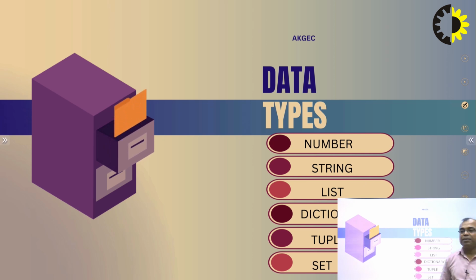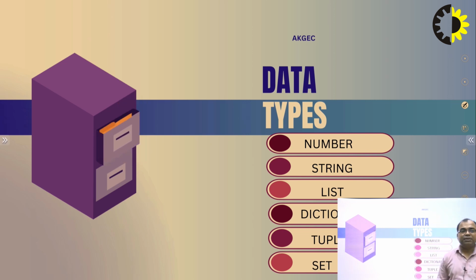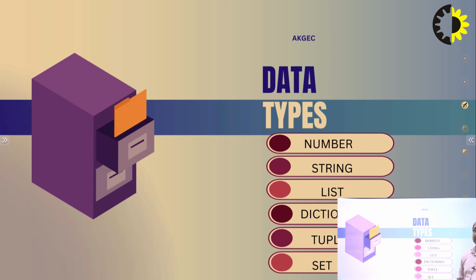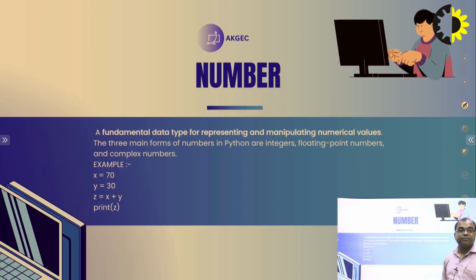As all programming languages have some data types, Python also has data types. All the data types in Python are like other programming languages, but there are some additional data types in Python. Number is one of the data types. Next, string is another data type. List is also a data type in Python. Dictionary, tuples, and set. These are some of the major data types which we use in Python regularly.